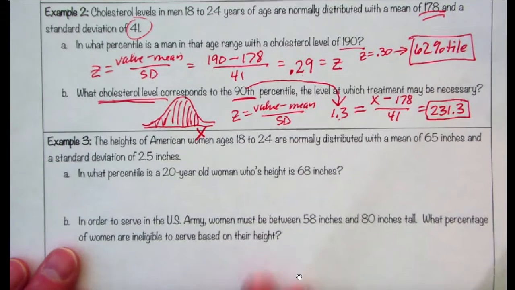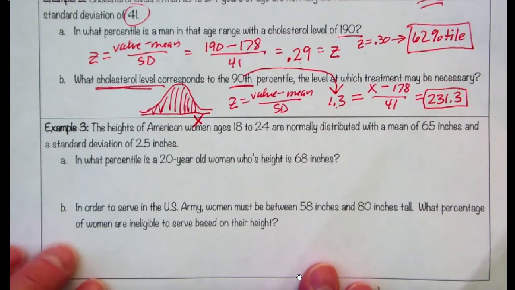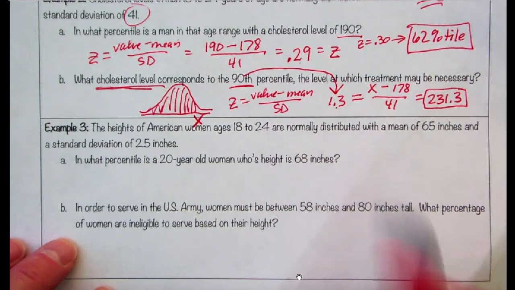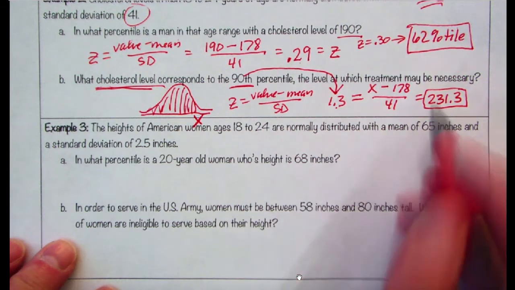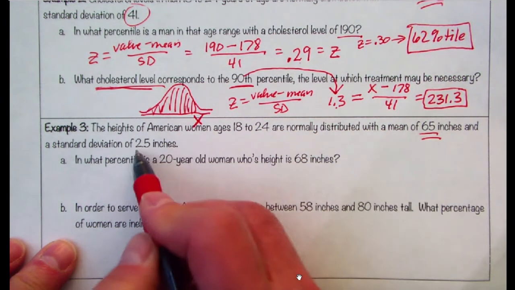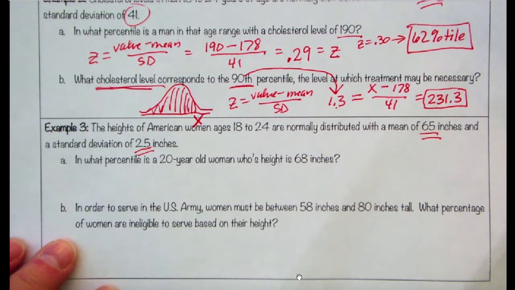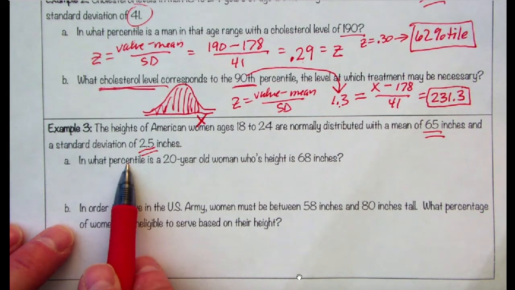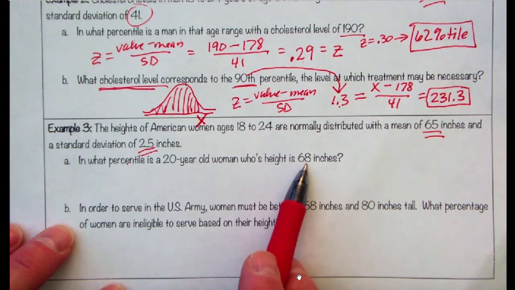So I'm going to try to make sure I scoot this up so you can see this time. All right, last two sample problems. Now we have a height problem where the mean is given to be 65 and the standard deviation is 2.5. This is for American women, ages 18 to 24. They want to know the percentile for a lady that is 68 inches.